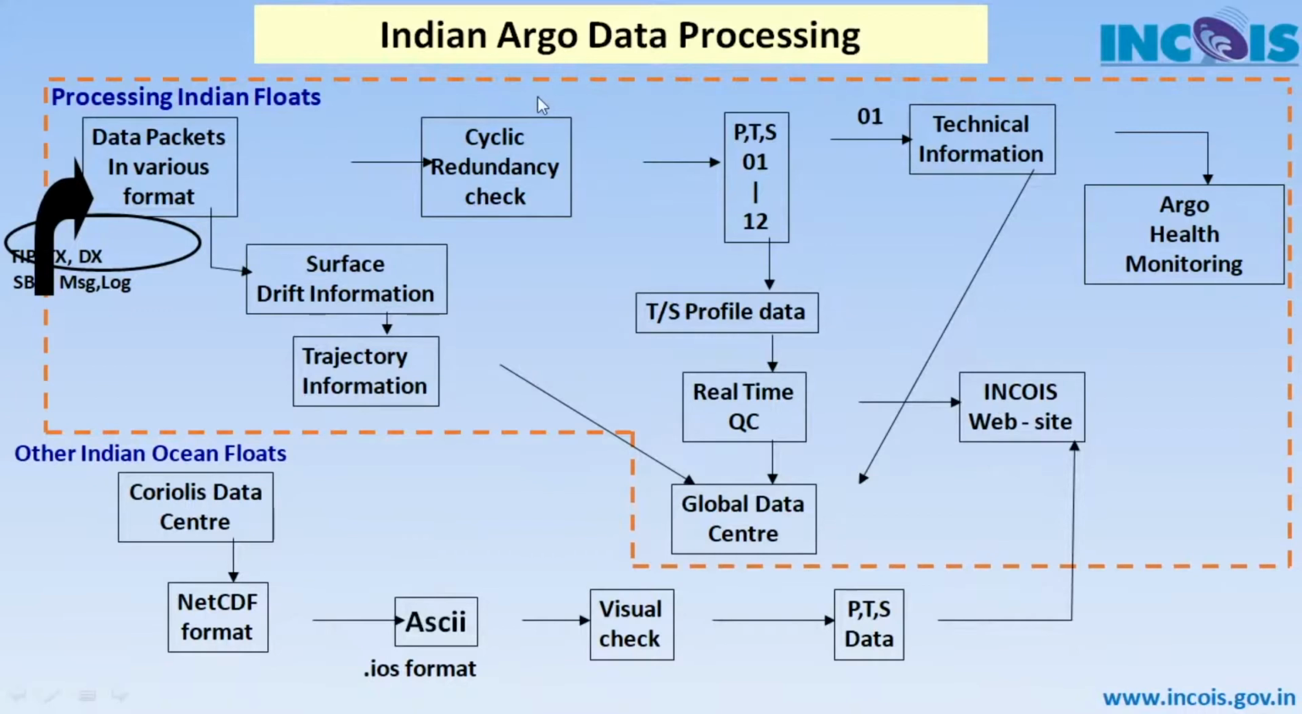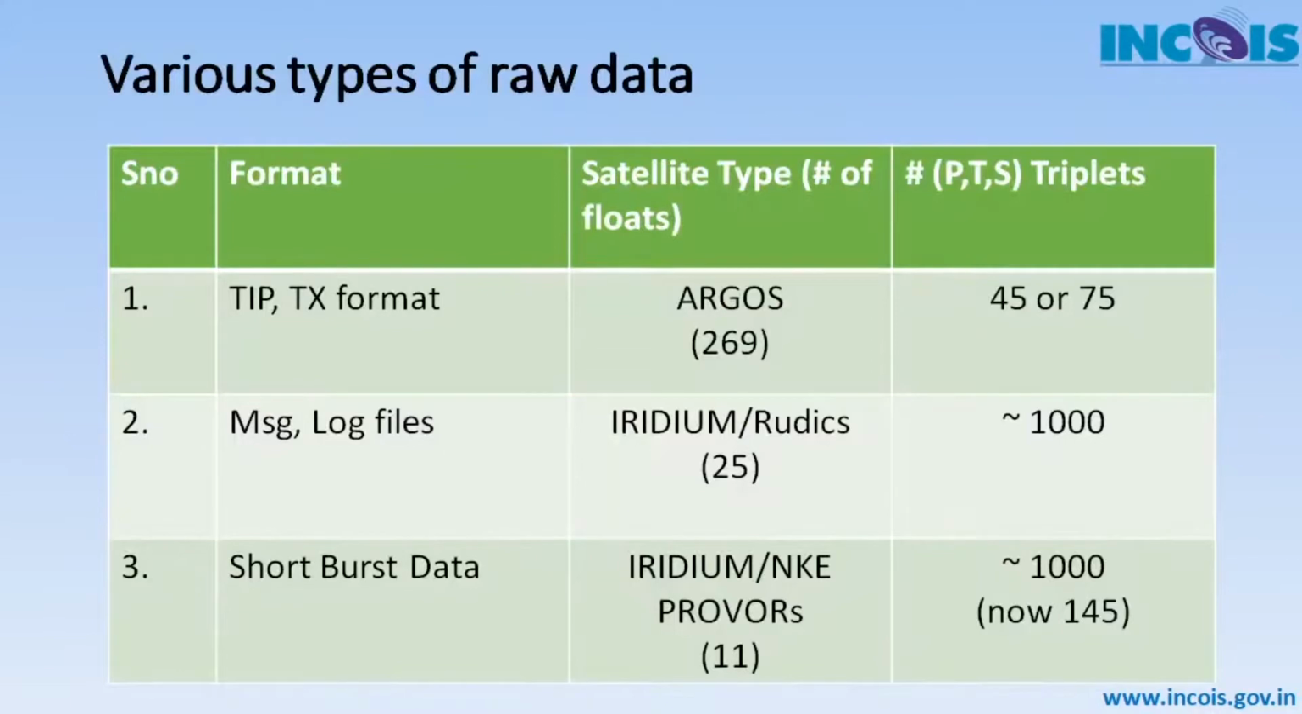This is only pertinent to the Indian floats, but we are also supposed to cater to all the floats, being an Argo regional center. And that's how we get data from the global data center Coriolis in France. The data is downloaded in NetCDF format and converted to ASCII, and then we also do some visual quality control checks, generate the pressure, temperature, salinity and other parameters data, and push it back to our INCOIS databases. So this is in a nutshell the entire processing chain that we follow at INCOIS.